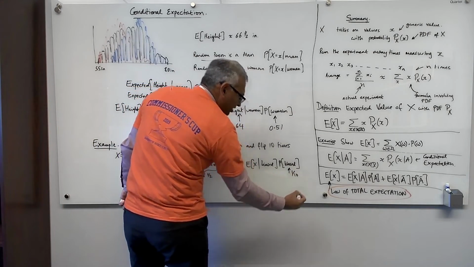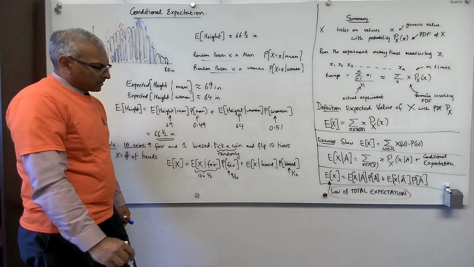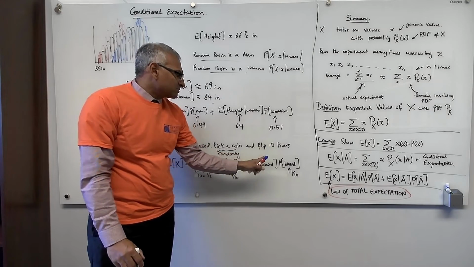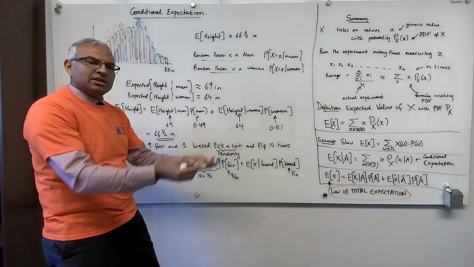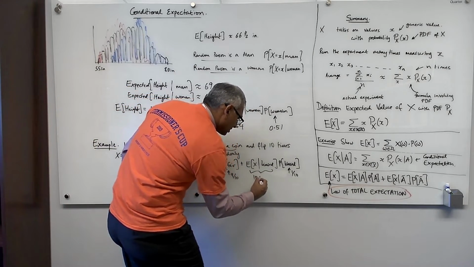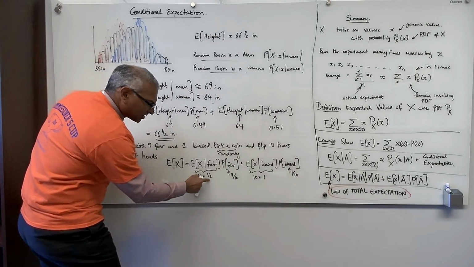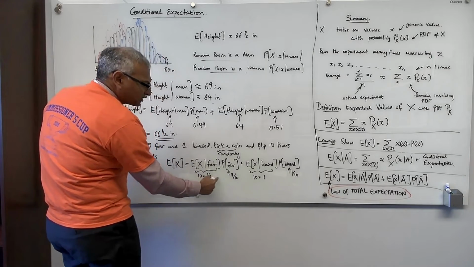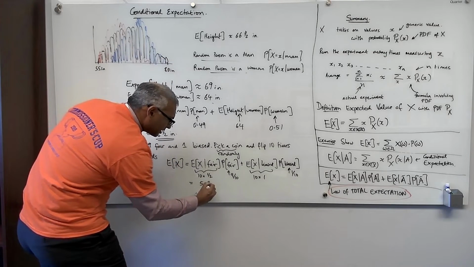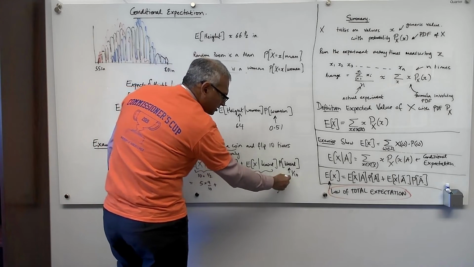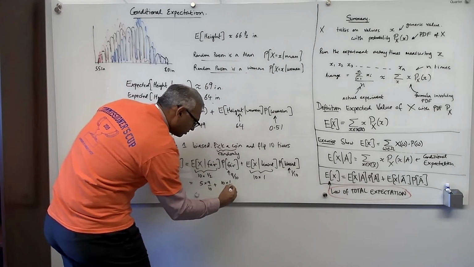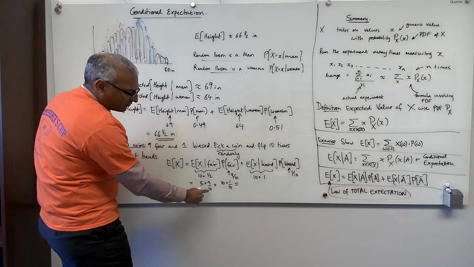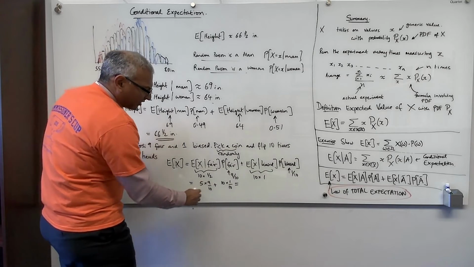This is 1 over 10, the chance of picking the biased coin. And the expected value of the number of heads given that you picked a biased coin is 10 times p, but p is 1, because if it's biased, the probability of success is 1. So this is 10 times 1. So I get 5 times 9 over 10, plus 10 times 1 over 10. 10 times 1 over 10 is 1, and this is 45 over 10, so 4.5 plus 1.